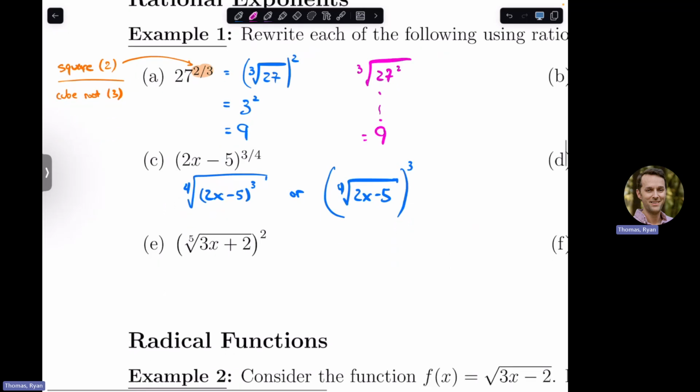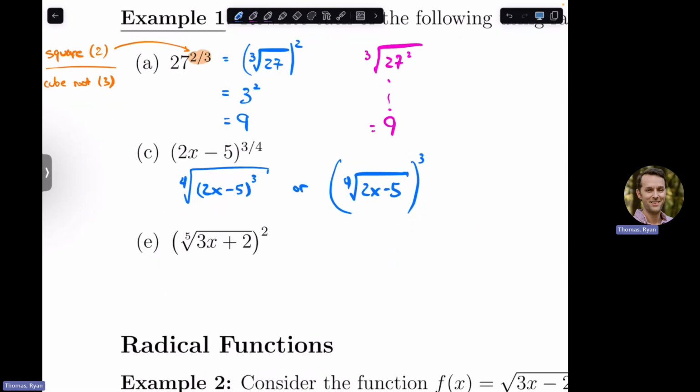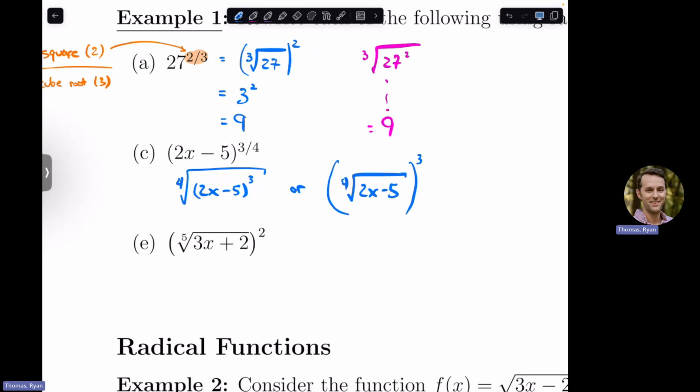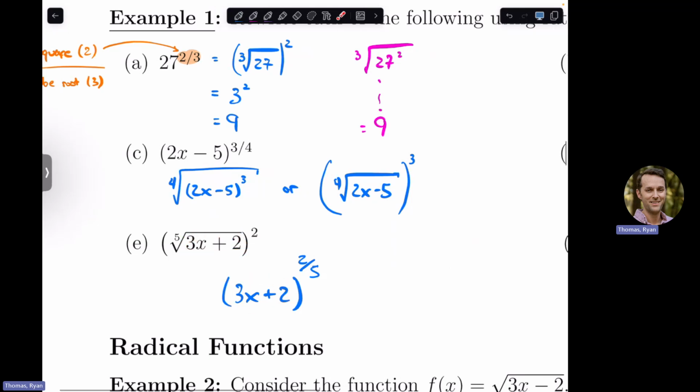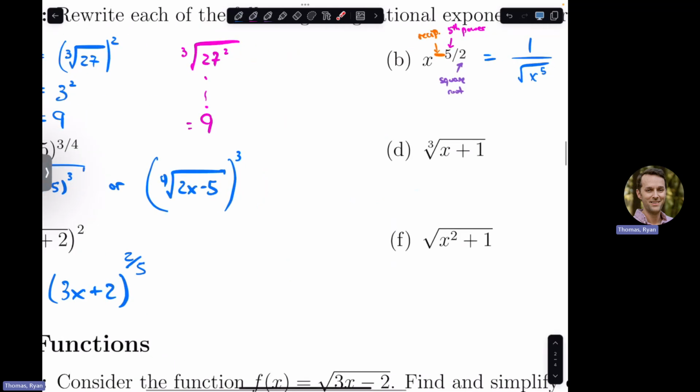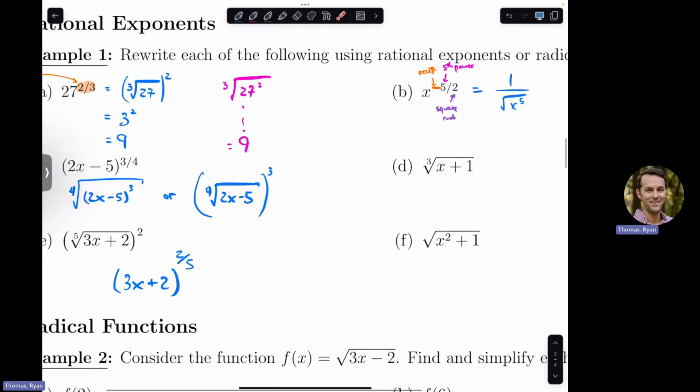Okay, what about E then, just so that we can stay in the same spot here? Three x plus 2 to the 2/5. Okay, cool. Again, I didn't do anything with the radicand. I just rewrote it. It's the base on the thing, and other than that, I'm not really paying any attention to what it says. Okay, and here the cube root of x plus 1.